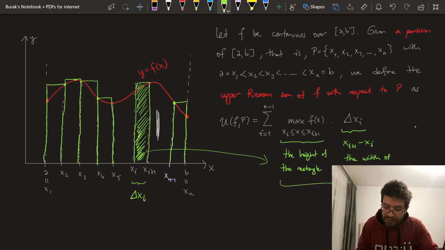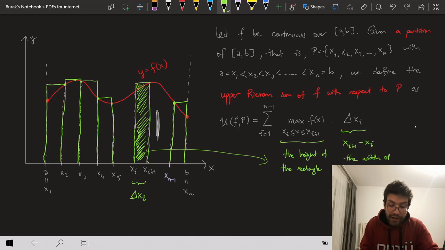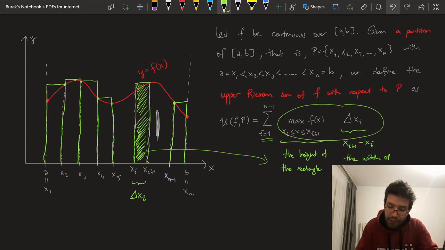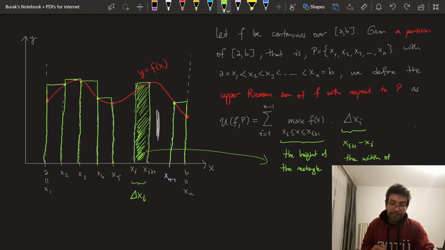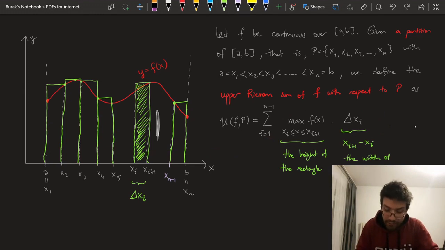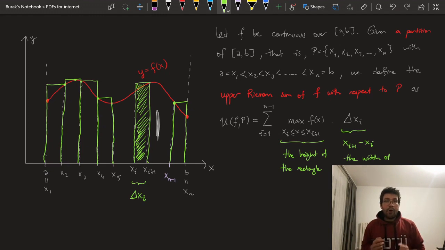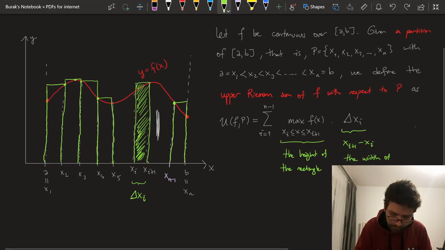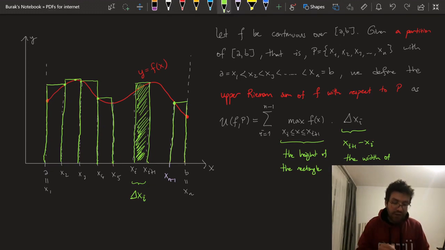So this product gives me the area of this rectangle, and I want to add these areas up as i changes from 1 to n minus 1. So you plug in i equals 1, you compute this number. You plug in i equals 2, you compute this number, you get the area of this. You plug in i equals 3, you compute this number, you get the area of this. So you add these up, okay? And when you add these up, you get the upper Riemann sum of f with respect to this partition P. Okay.